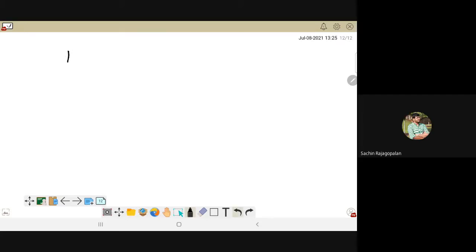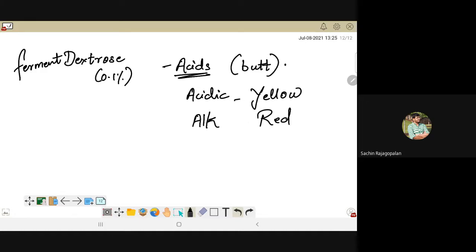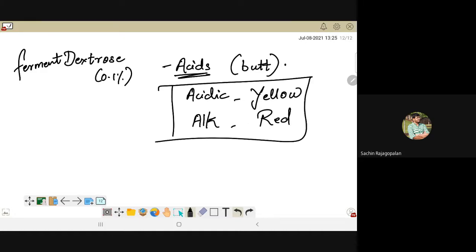So now, if the organism has the ability to utilize only dextrose, if it can ferment only dextrose, which is glucose, okay, we have only 0.1% of dextrose. So the acids produced are going to be in the butt region. क्योंकि डेक्सट्रोज का कॉन्सेंट्रेशन कम है, तो ज्यादा एसिड प्रोड्यूस नहीं हो पा रहा है. तो जो कलर चेंज होगा, एसिडिक कंडीशन में फिनॉल रेड गिव्स यू येलो कलर, अल्कलाइन कंडीशन में इट गिव्स यू रेड कलर. दिस इज द फिनॉल रेड इंडिकेटर्स प्रॉपर्टी.